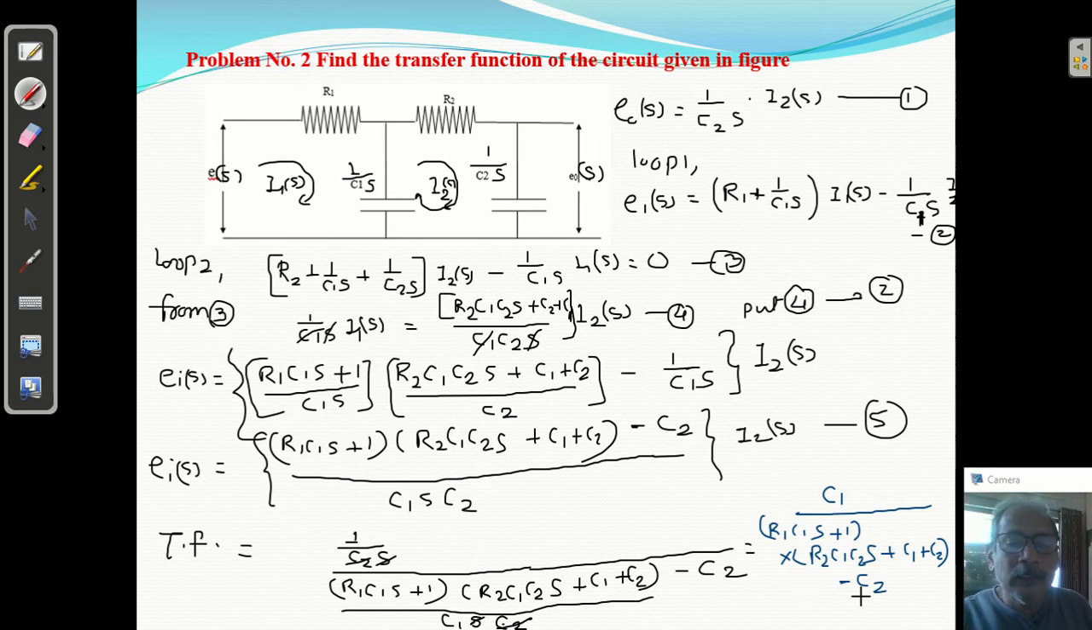Okay, so in this way we will solve. If you want you can simplify it, you will get s square term. Okay, so that will be the answer you can get. This is in denominator. Sorry. Okay, this is the denominator, this term. Okay, you will get type 0 second order transfer function from here. Okay, if you want you can simplify it also. I am rubbing it.